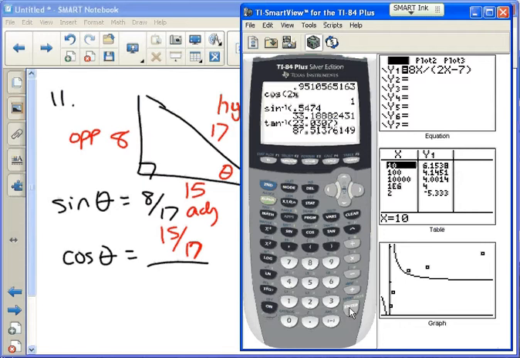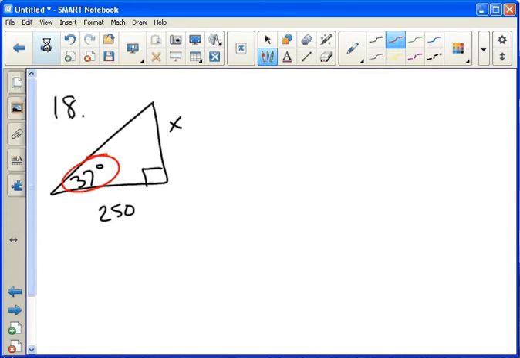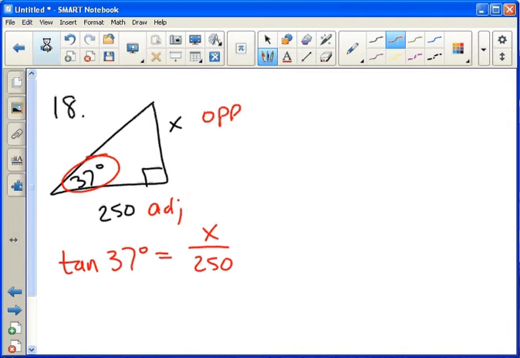So solve for x. So we have the angle 37 degrees. This is our pivot point. This is our focus. Now we have the opposite side and we have the adjacent side. The trig function that deals with opposite and adjacent is tangent. So we do tangent of 37 degrees is equal to opposite over adjacent. Now we're trying to solve for x, so we multiply both sides by 250.